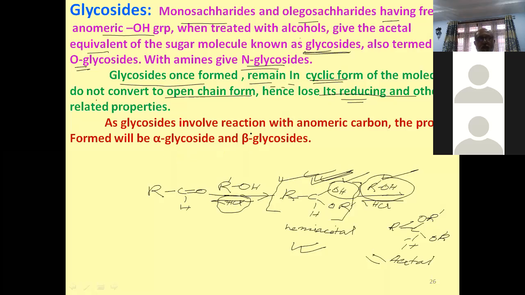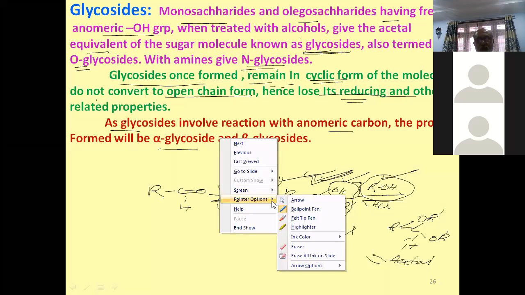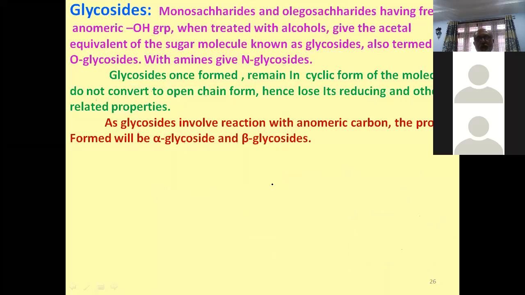The glycoside involved in the reaction, the glycosides involved with the anomeric carbon, the product formed will be alpha glycoside, as the anomeric carbon is involved. But the anomeric carbon we know can exist as alpha and beta. So for glycoside also we can have alpha glycoside and also beta glycoside. So that is a very, very important point. We have to remember this.